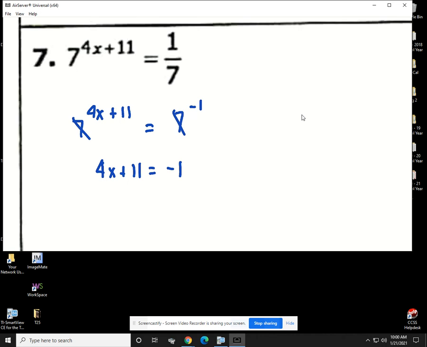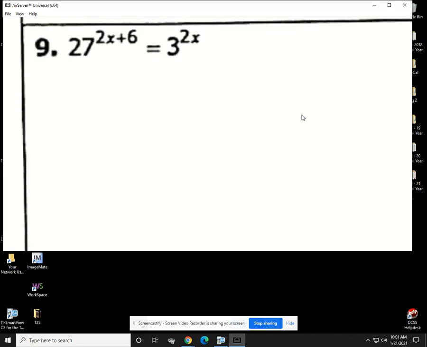Okay, again, I got to get x alone. What do I need to move first? How do I move that positive 11? You subtract it. What's negative 1 minus 11? Negative 12. And then finally, what do we do to break that 4 away from x? We divide. What's negative 12 divided by 4? So x equals negative 3. Okay? Questions about that one? One more, then we're going to step our difficulty level up just a little bit.